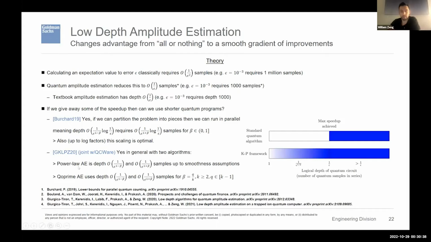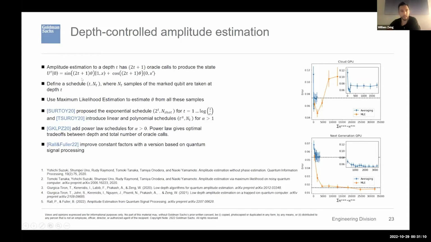One is called power law amplitude estimation, where we had some smoothness assumptions that we had to make. The other is this algorithm called coprime, which uses some clever tricks related to the Chinese remainder theorem. And so you can pick betas with, for some integers, Q and K, and that allows you to tune between classical scaling and quantum scaling. And I think there's been some updates to this as well.